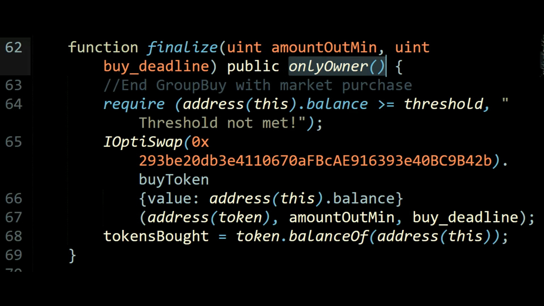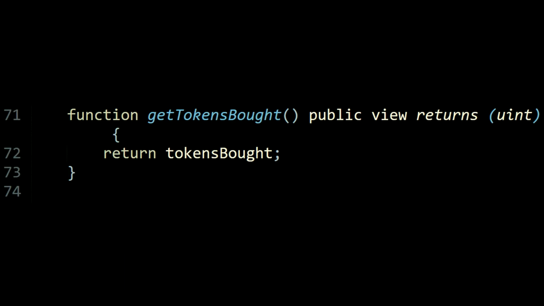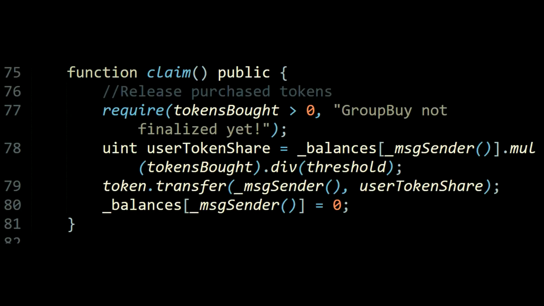On line 68, the contract records how many tokens it's ended up with. Okay, so now the contract has spent our Ether on tokens, but we still have a balance tracked in the internal state. There's a getter for the number of tokens bought. And finally, we've got the claim function. Line 78 calculates our share of the tokens using the ratio of our balance to the campaign goal. Then it sends us our share and zeroes out our balance. That's the end of the contract.